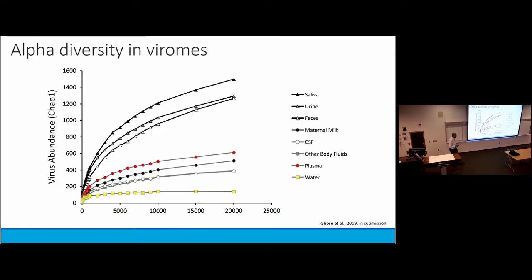We next looked at the diversity, which basically is telling you how many viruses are present and what is their distribution. And we also see a really clear trend, and that is if you look at stool, urine, saliva, these are high diversity sample types.